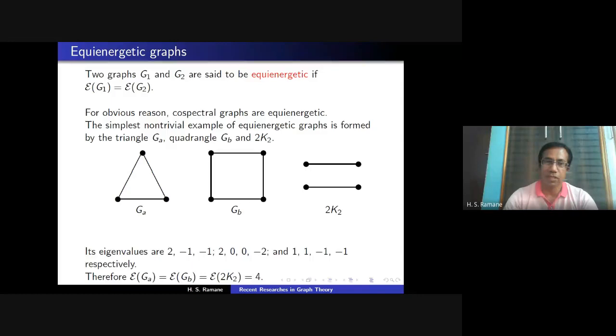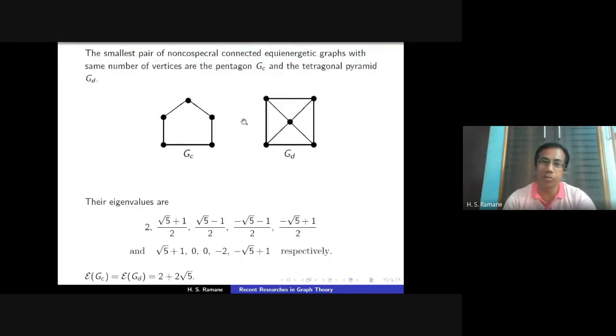But these two do not have the same number of points, whereas these two do, though one is connected and one is disconnected. So here is an example with the same number of points.